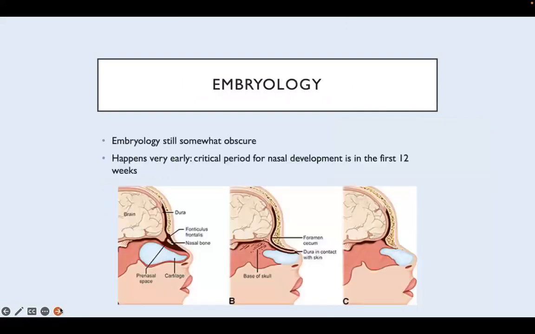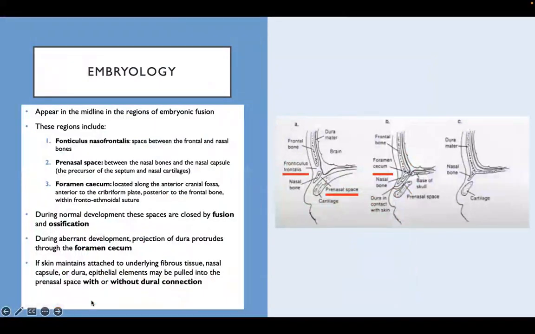To me, I don't know about everyone else, but to me, the embryology is still quite obscure. But what we do know is that it happens very early, within the first 12 weeks of fetal development, which is a critical period for nasal development. I know it's quite wordy, but this is a summary. I've tried to summarize the embryology to make more sense of how these lesions come to be.